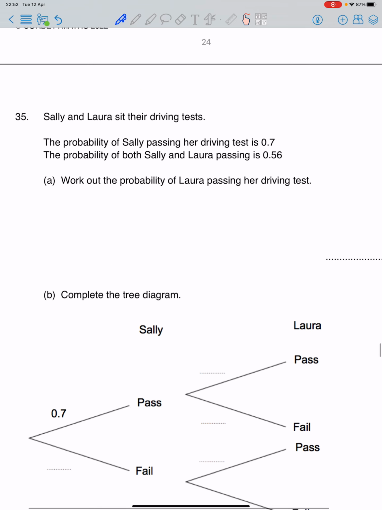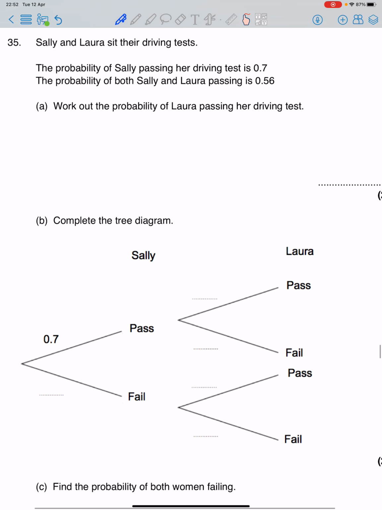Okay, let's go to this question, and then we'll conclude this one for this part of the video. So Sally and Laura sit their driving tests. The probability of Sally passing a driving test is 0.7. The probability that both Sally and Laura pass is 0.56. Work out the probability of Laura passing her driving test.